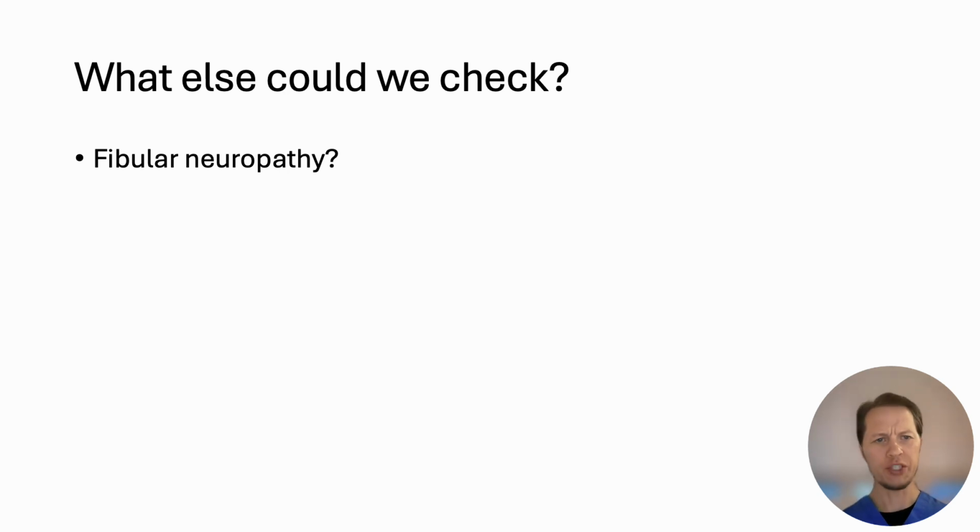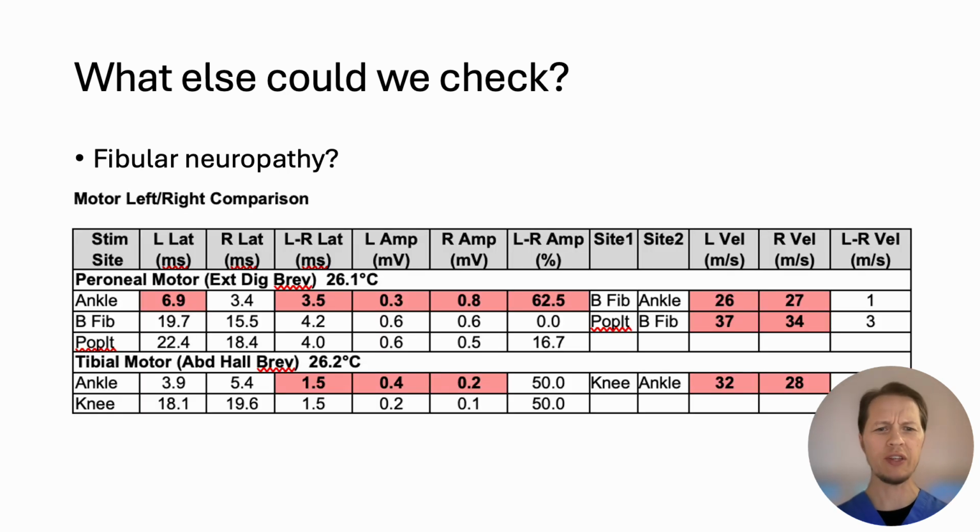Now, what else could we check? This is something where we have to bring in some of the clinicals here, but you could say, well, if the superficial peroneals are out, maybe common peroneal or fibular. Maybe they're not doing so well, and maybe there's a fibular neuropathy on top of all this. How could we check for that? Well, you could do some left-right comparisons.